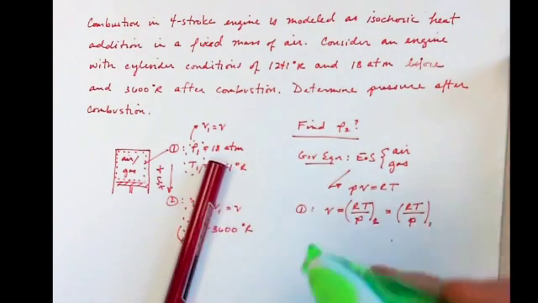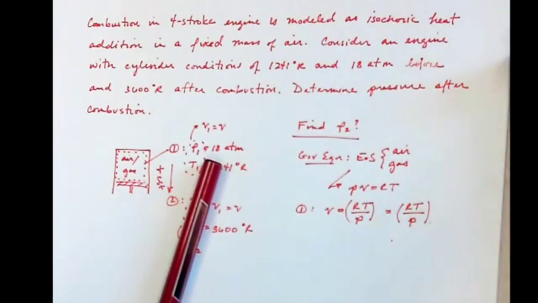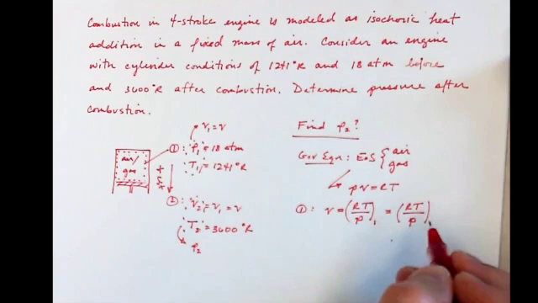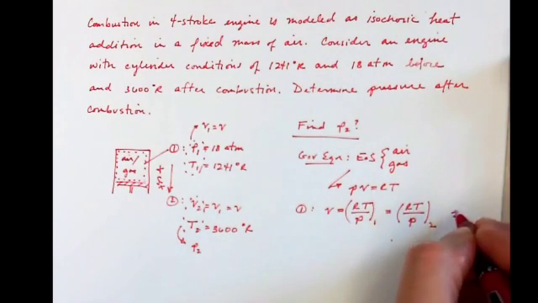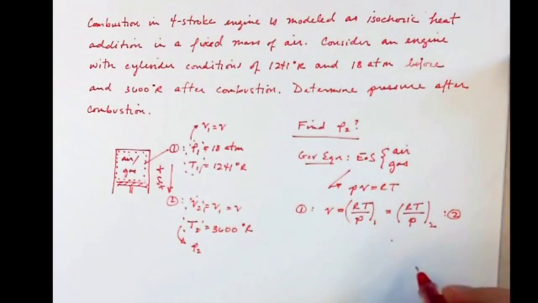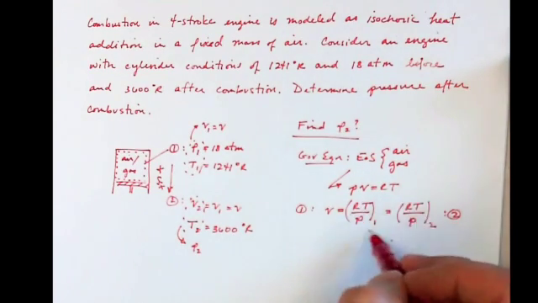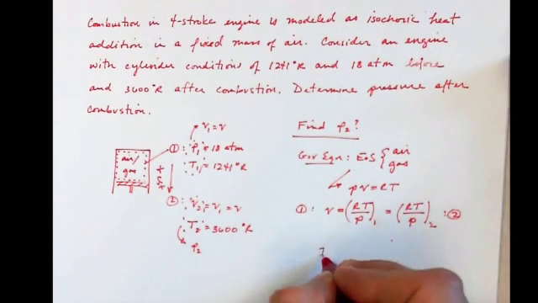Let me change this. Got ahead of myself. Maybe I'll explain this. So at state 1, I've got this operating, but at state 2, the volume is just given by RT on P at 2. So obviously this ratio is constant, and so I can cancel out certain things. And since I'm interested ultimately in P2, let's solve for that.